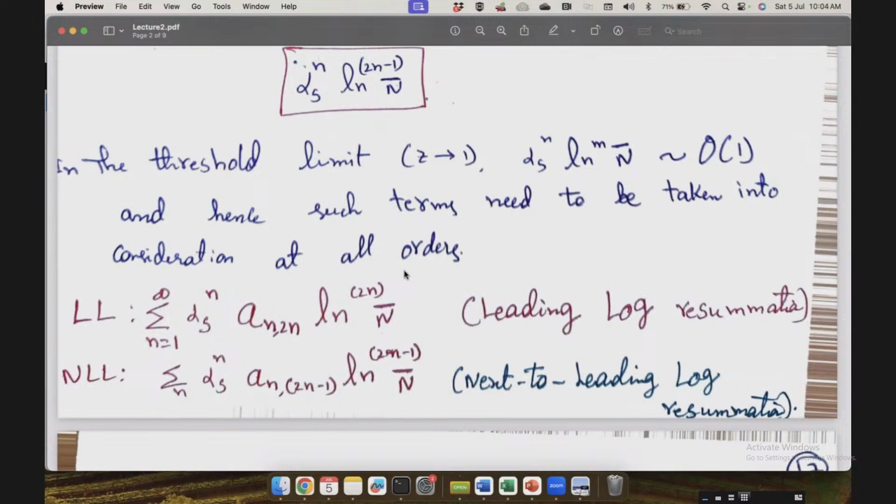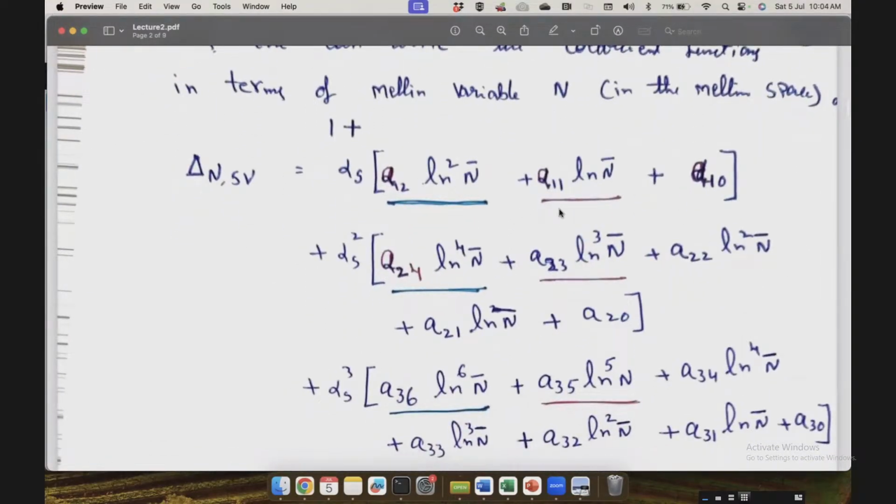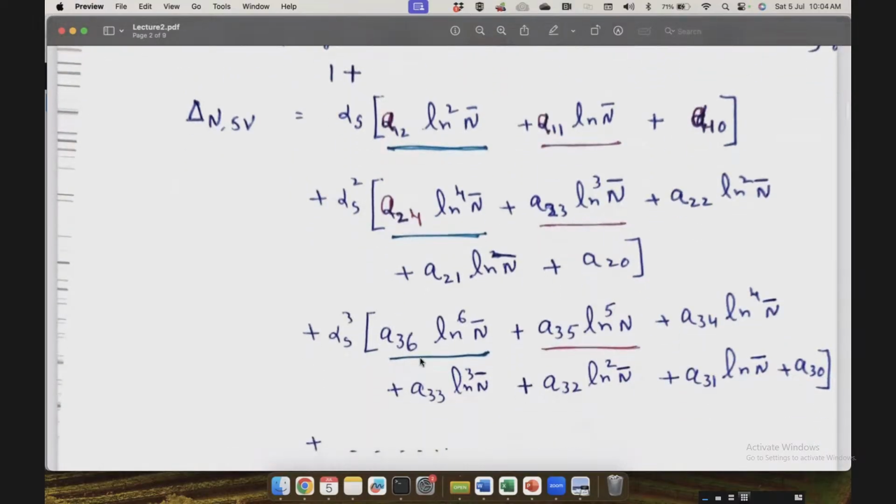And what about the next dominant contribution after the leading log? That goes like log power 2n minus 1. This is what is called next to leading log resummation. So if you consider all such next to leading logs, for example, at alpha s level, I have the log n bar as the next dominant log. And at alpha s square level, after log power 4, log cube is the next dominant log. Similarly at alpha s cube level, after log power 6, the next dominant is log power 5. So all these red colored ones.